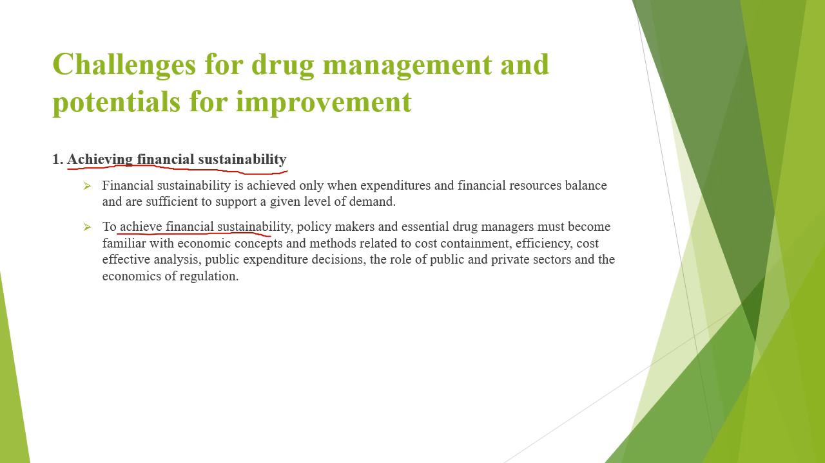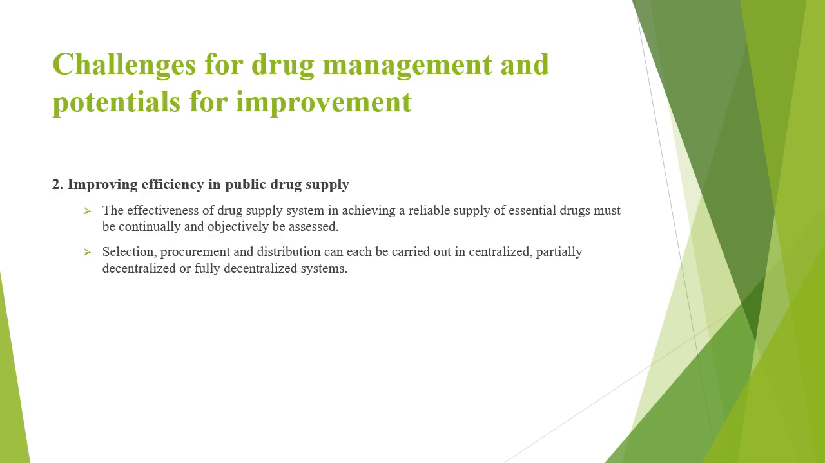The second one is by improving efficiency in public drug supply. The effectiveness of drug supply system in achieving a reliable supply of essential drugs must be continually and objectively assessed. Selection, procurement, and distribution can each be carried out in centralized, partially decentralized, and fully decentralized systems.